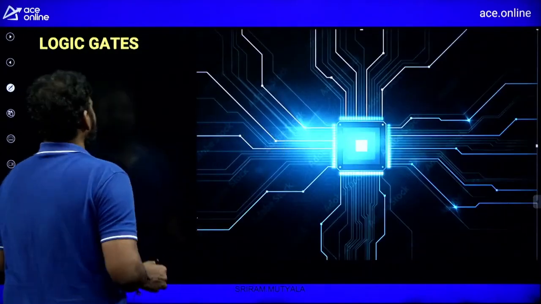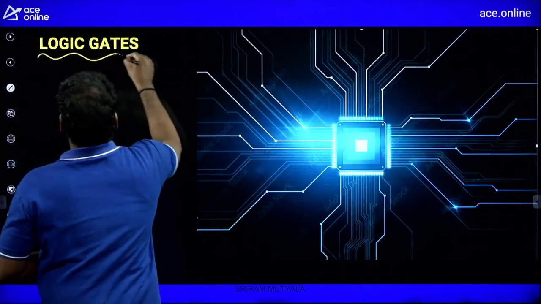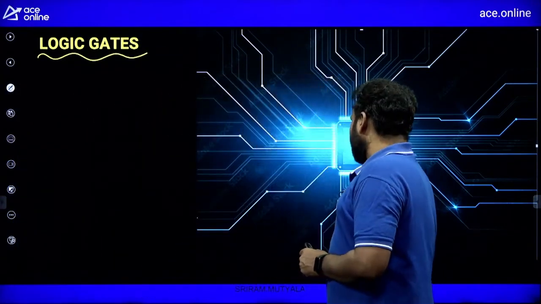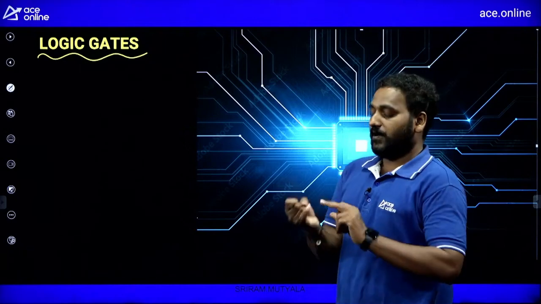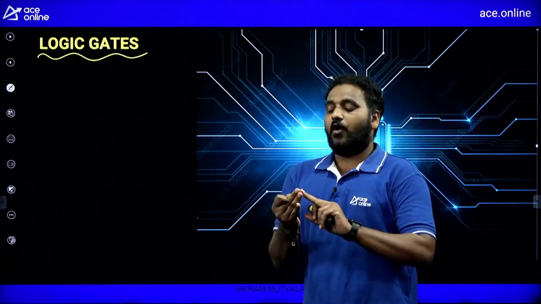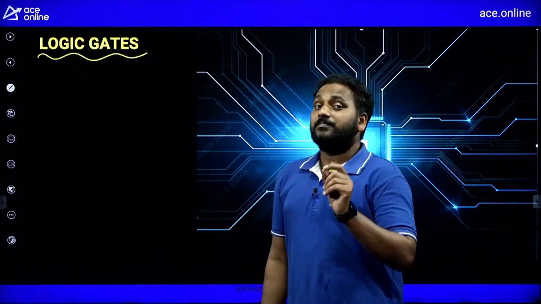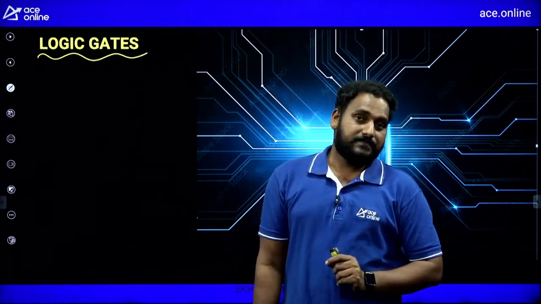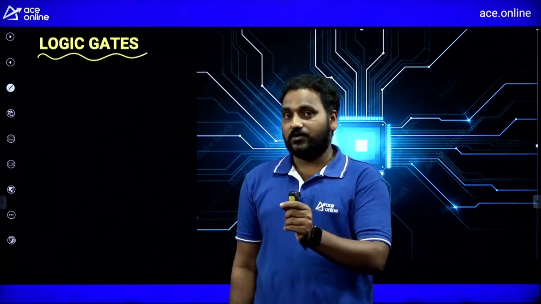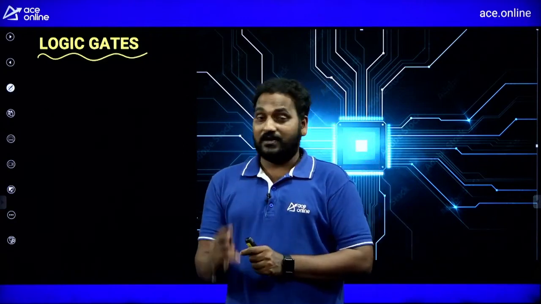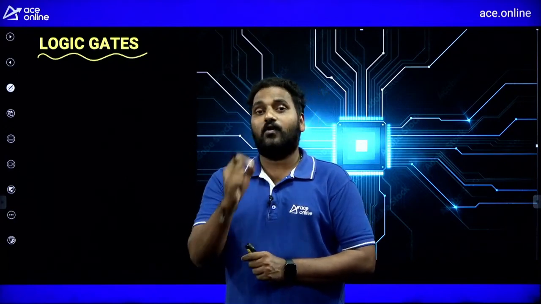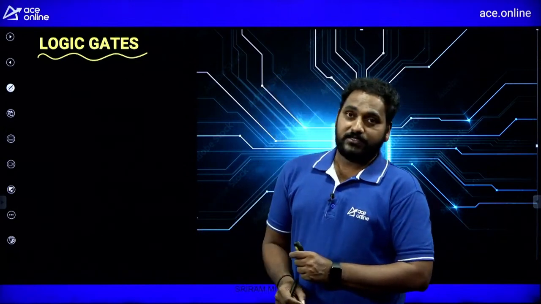And logic gates. We have totally 7 types of logic gates: NOT gate, AND gate, OR gate. These 3 gates are called basic gates. NAND and NOR are called universal gates. And another 2 gates are derived gates, also called arithmetic gates and very powerful gates: exclusive OR and exclusive NOR gates.